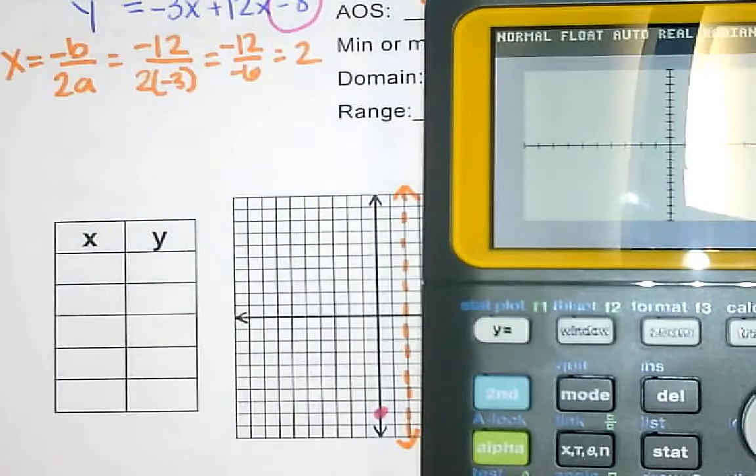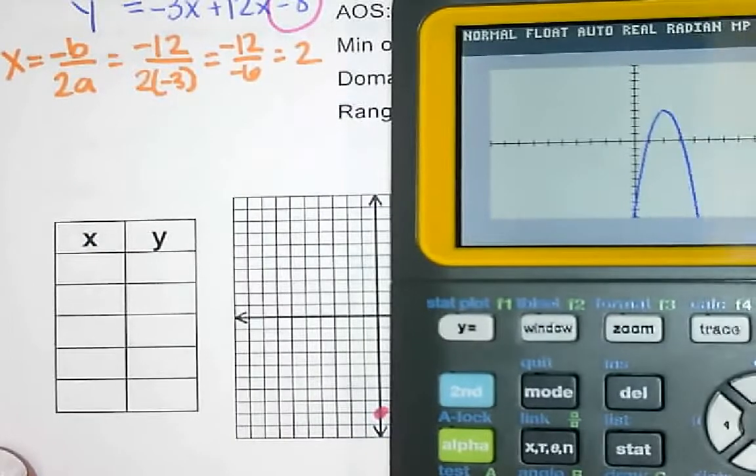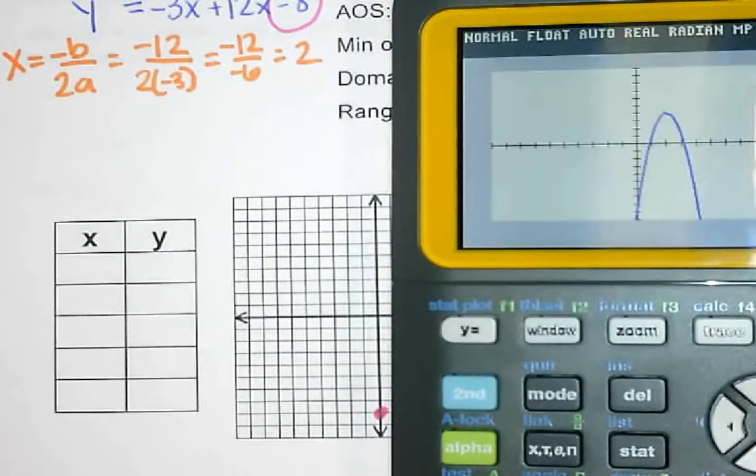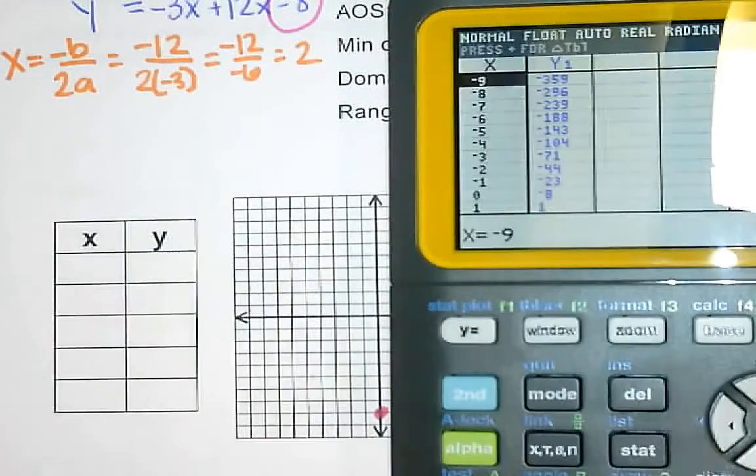But really, when I want to know, it looks like my axis of symmetry is right there on 2. So I'm going to go to second graph. So guys, I want to find my vertex here, and we know it's in this positive.